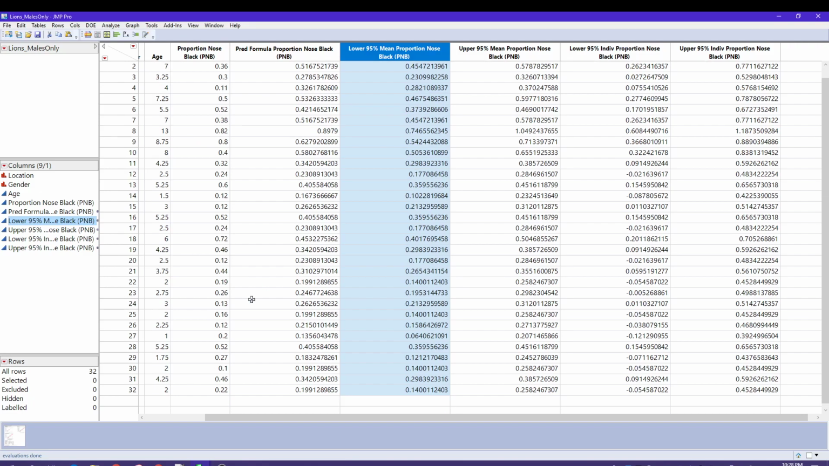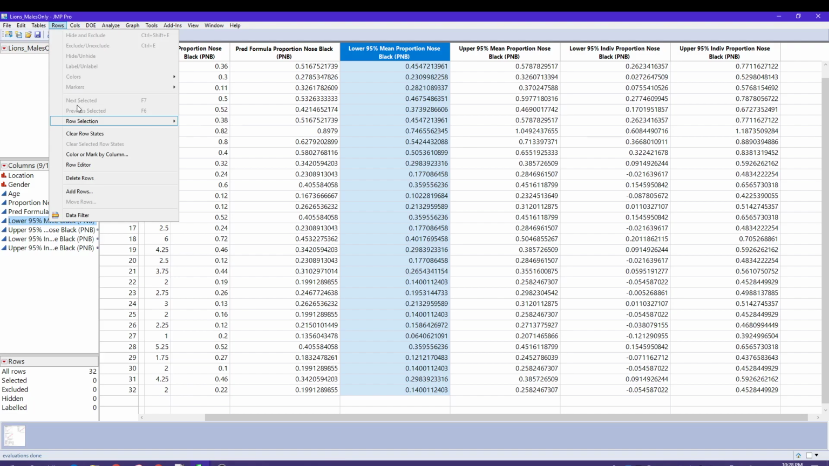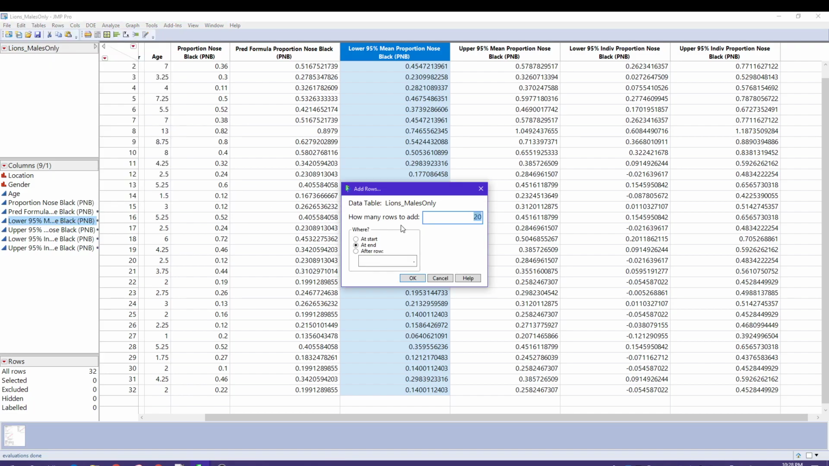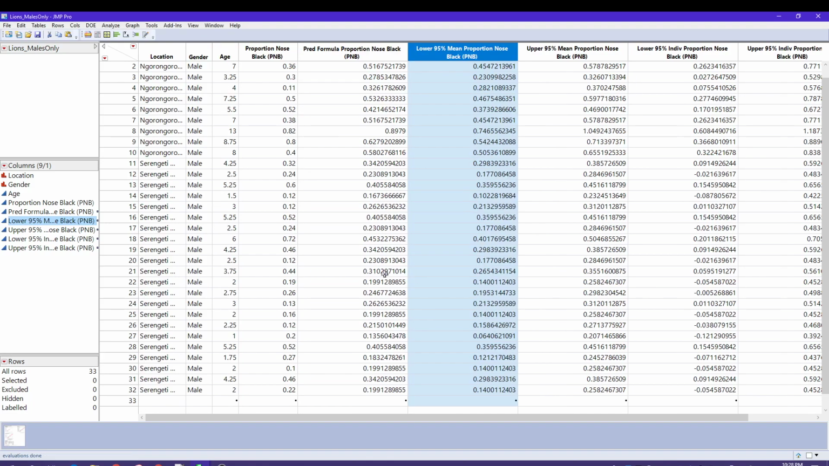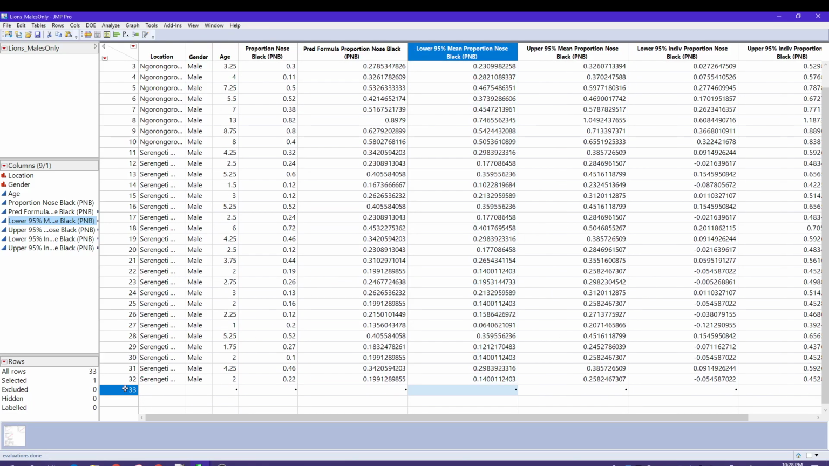I want to make a prediction for a new lion, so I'm going to say Rows, Add Rows, and I want to add just one row at the end of my data set. Now I have one additional row at the bottom of my data set. I will enter the age for that particular lion that I want to make predictions for, which is going to be 10.35. And what's going to happen here is all of these columns are going to get filled in with this prediction.